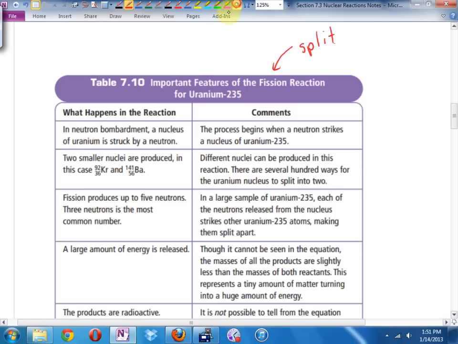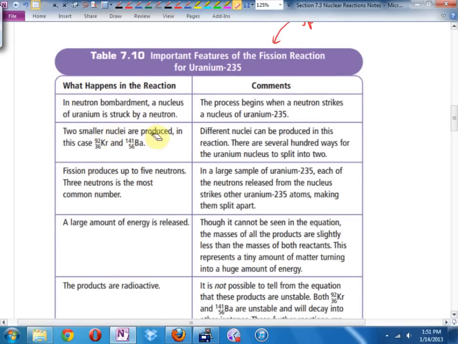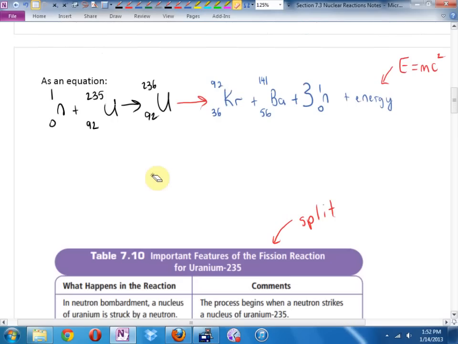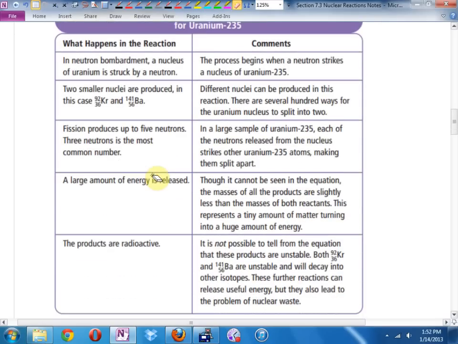In a neutron bombardment, a nucleus of uranium is struck by a neutron. Two smaller nuclei are produced, krypton-92 and barium-146. Fission produces up to 5 neutrons. You may get one, you may get two, you may get three, you may get four, you may get 5. 3 is the most common, which is why I gave you that one in this equation here. A large amount of energy is released. Actually, it's a small amount, but if you do this several trillion times, a large amount of energy is released.